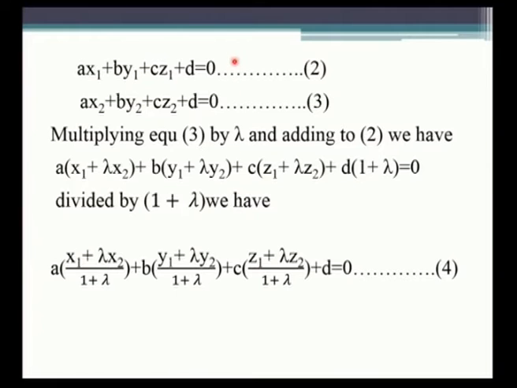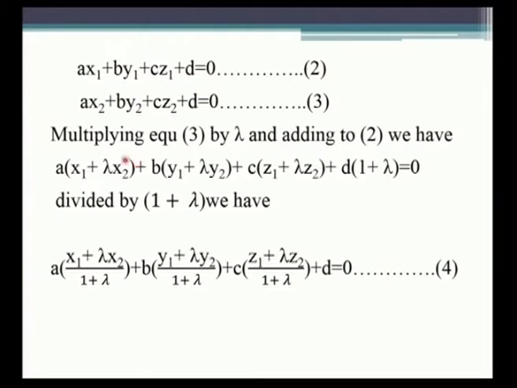Now multiply equation 3 by lambda and add that to equation 2. If we do so, we will get this expression, that is a(x1 + λx2) + b(y1 + λy2) + c(z1 + λz2) + d(1 + λ) = 0, which is the expression obtained after multiplying equation 3 by lambda and adding that result with equation 2.